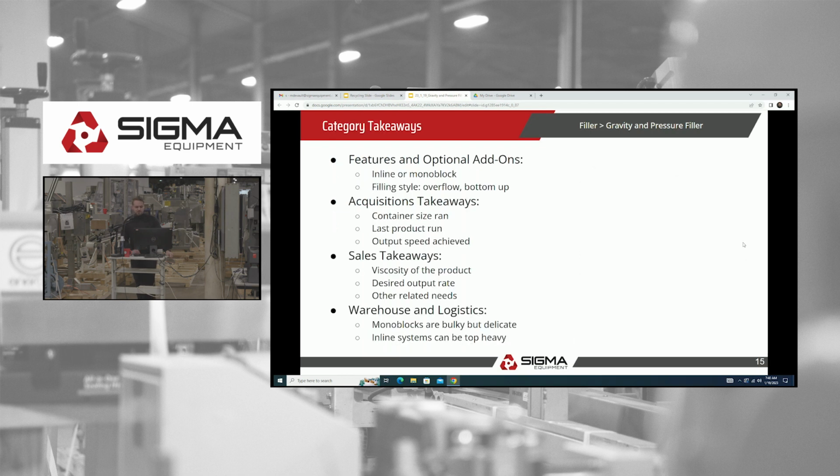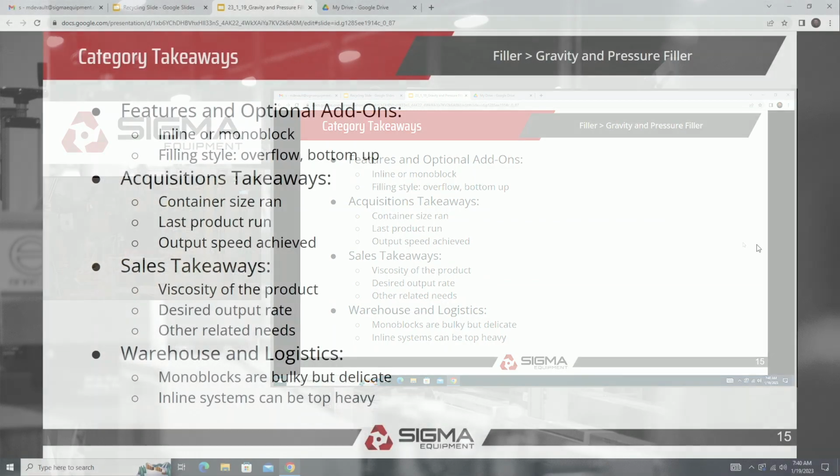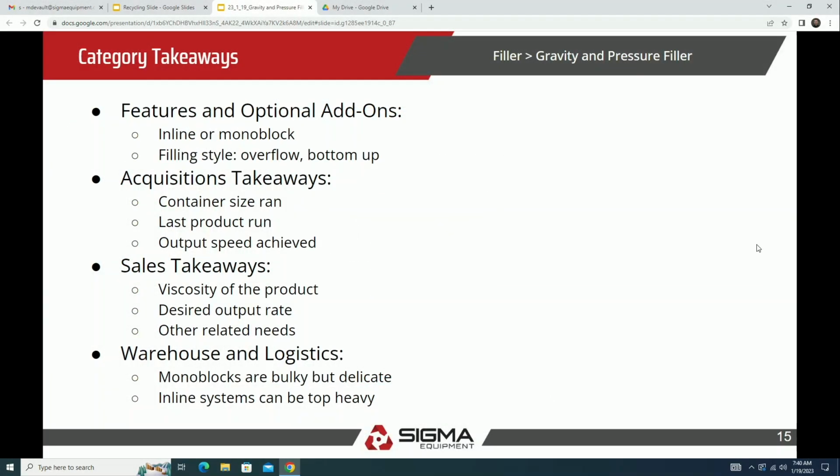Couple category takeaways here: features and optional add-ons. Like I said before, inline versus monoblock. Filling style, just a note about this, there are different styles of filling. Overflow versus bottom up. Bottom up filling is going to be great for customers that are doing product that foams up, bubbly product, things that are difficult to pour from a tall distance. The nice thing with a bottom up filler is you're going to have those pistons actually go to the bottom of the bottle and then raise as they fill to prevent overflow or anything like that. So especially if your customer is doing things like beer, carbonated product, anything that's going to foam, talk about bottom up filling.